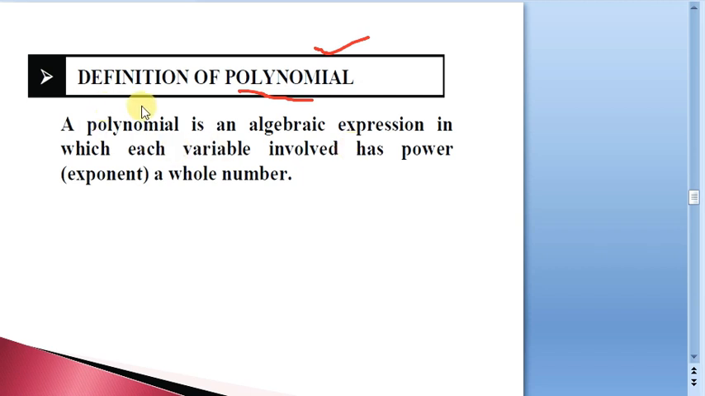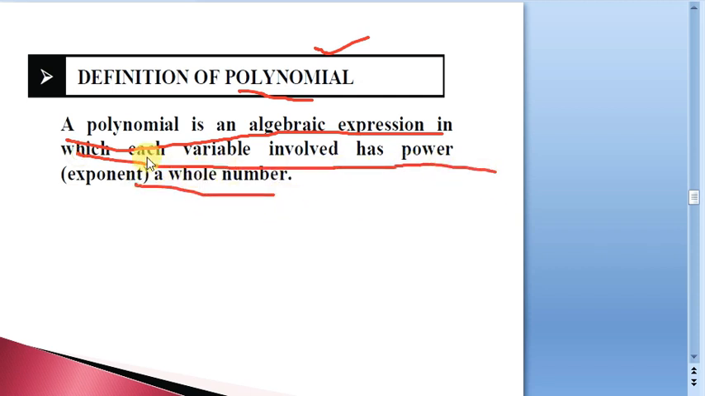We will see the definition first, don't worry, then we shall move to the examples. I will make it clear for you. So a polynomial is an algebraic expression in which each variable involved has a power that is a whole number. Is this simple? Let us see. A polynomial is also an algebraic expression, but the condition is that for each variable involved, the power should be a whole number.